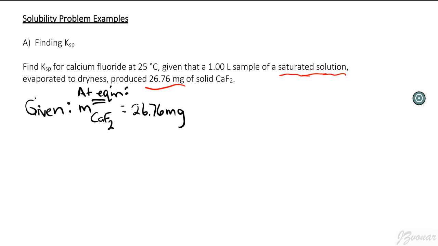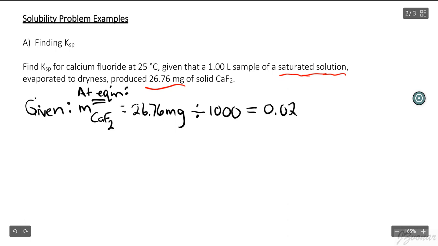And since it's in milligrams, I need to convert it right away to grams, because anytime we do any concentration calculations, we need to make sure things are in grams. So I'm going to divide this by 1,000 to get it converted into grams so that I have it handy when I have to do my calculations. So it's dividing it by 1,000 and we get 0.02676 grams.